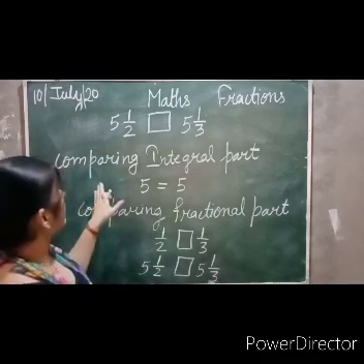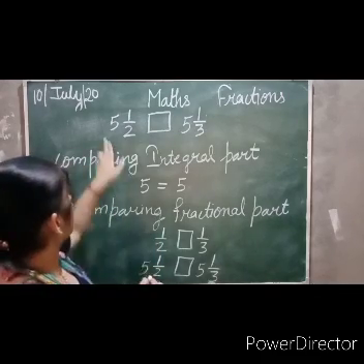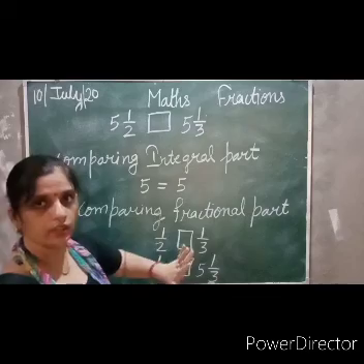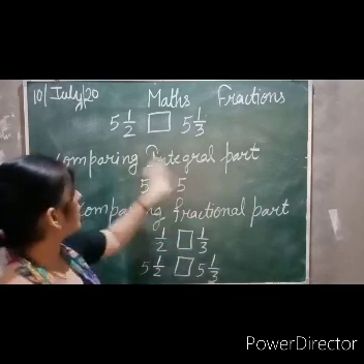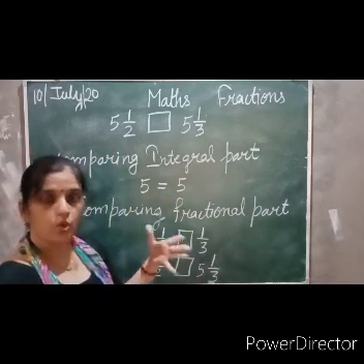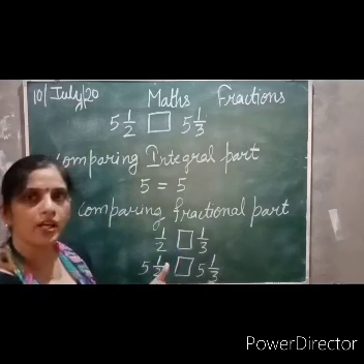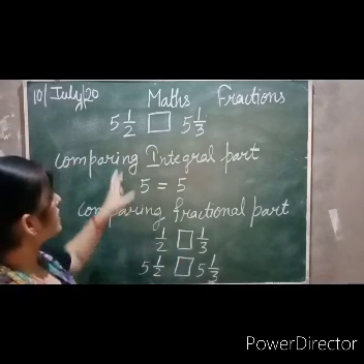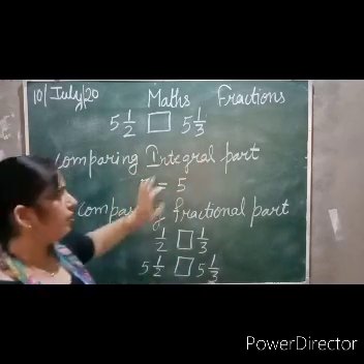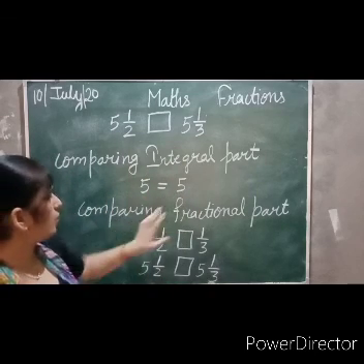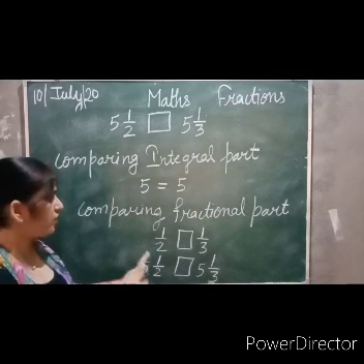This is again one kind of mixed fraction where both the integral parts are equal. As we can see, comparing integral parts, 5 is equal to 5. So how will we compare when the integral parts of mixed fractions are equal? In that case we will compare the fractional part. First we have seen the integral parts are equal. Then we compare the fractional parts.